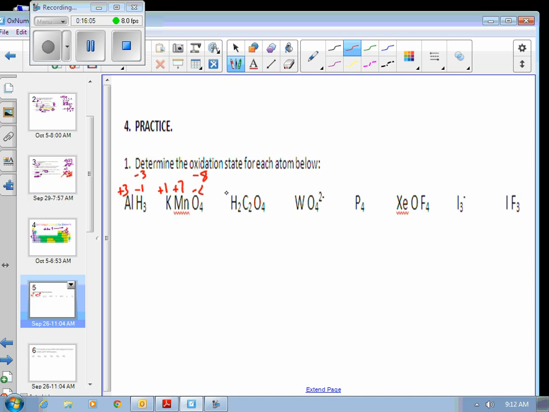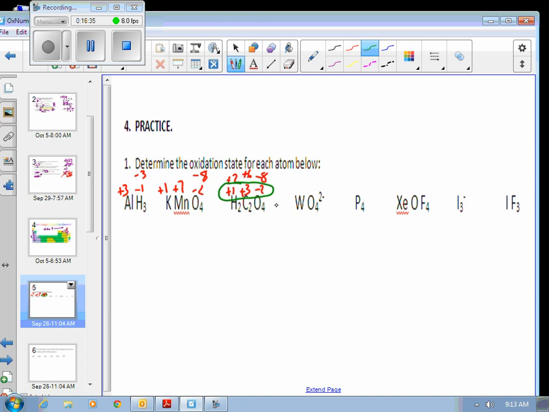This one's kind of a tough one. Hydrogen's a +1. There's 2 of them, so that's a +2. Oxygen, -2, so it's a -8. So what's that leave for carbon? Well, it's going to leave a +6 overall, but there's 2 of them. So that means each carbon is going to be a +3. So just keep in mind that these are the oxidation states. This is just our math to help us figure out the oxidation states on each of those elements.